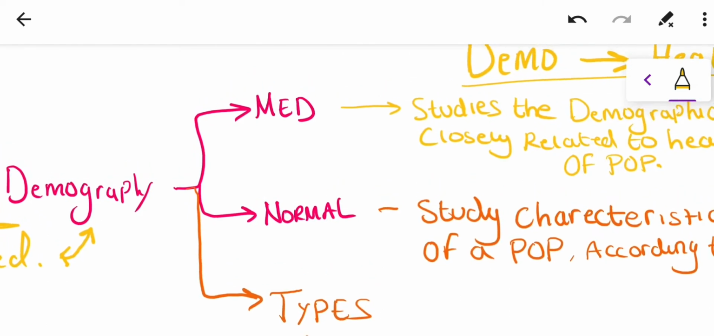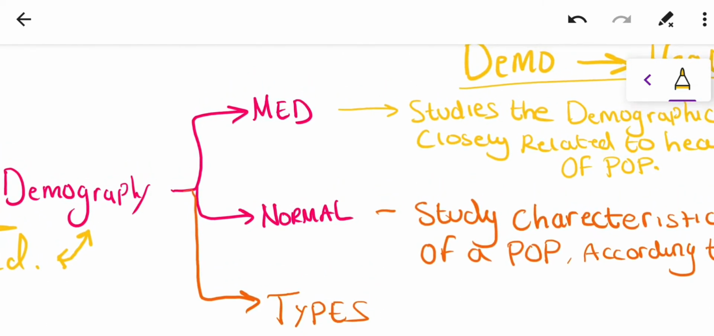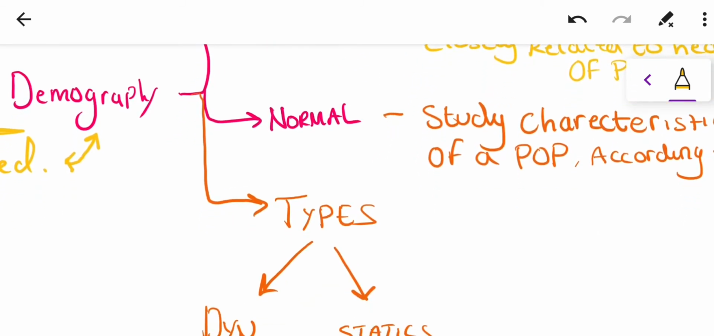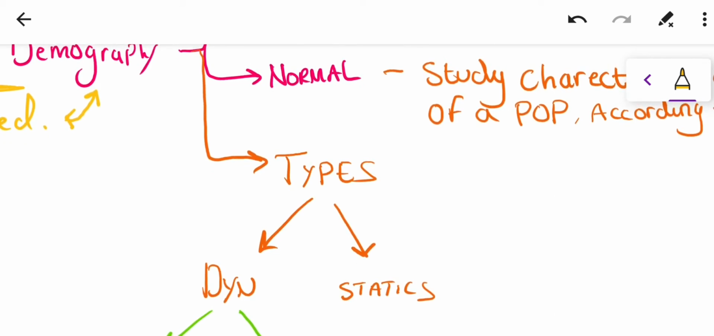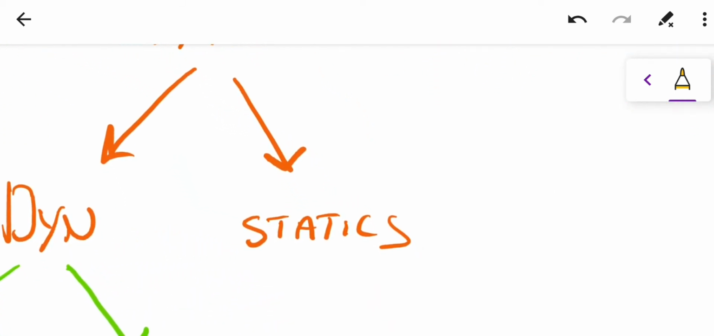Now, what are the types of demography? Okay? Now, don't overthink this. You should. I guarantee you'll know this. But you have to pace yourself. You can't overthink. The two types are population dynamics and population statics. Alright? It's statics. It's not statistics.